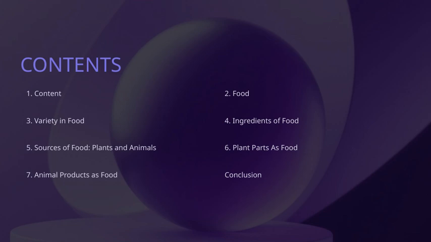Additionally, we'll examine the ingredients of food, understanding what makes up what we eat. We also want to explore plant parts as food, since different parts of plants, like roots, stems, or leaves, are used in our meals. And finally, we'll wrap up with a conclusion to tie everything together. Throughout this presentation, keep in mind how these points interconnect, giving us a complete picture of the fascinating world of food and its many forms.